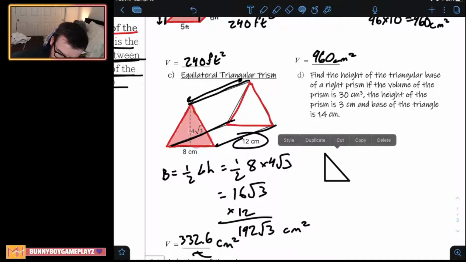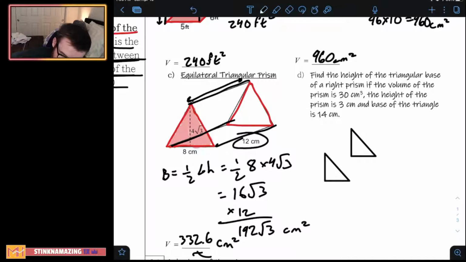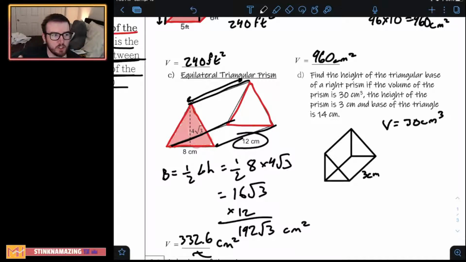It looks like this, okay? And let's copy this so that way it's exactly the same size. And then let's connect the two together with beautifully straight lines like so. Gorgeous, right? So the volume of this prism is 30 centimeters cubed, and the height of the prism, the distance between the bases, is 3 centimeters, and the base of the triangle is 14. This is clearly not drawn to scale.